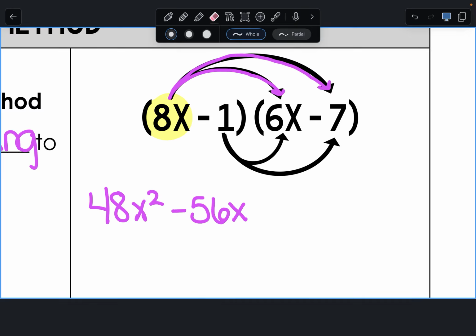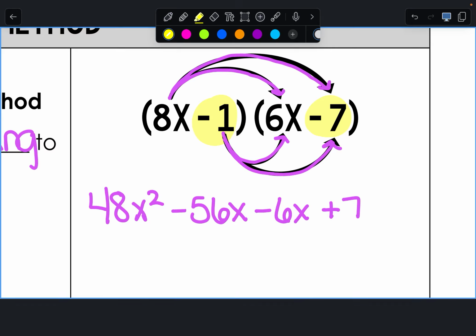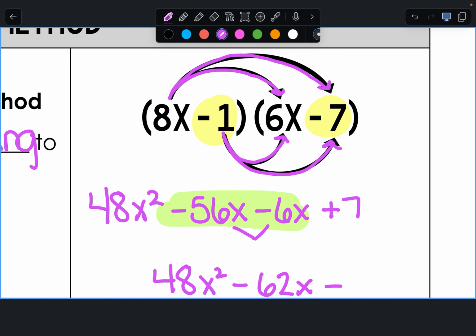The next arrow represents that we're going to multiply the two inside, inner, FOIL. Negative 1 times 6x is negative 6x. And L stands for last. Negative 1 times negative 7 gives us positive 7. When you combine your like terms, which ones always combine? The two in the middle. So bring down your 48x squared. Negative 56 minus 6 is negative 62x. Bring down the plus 7.